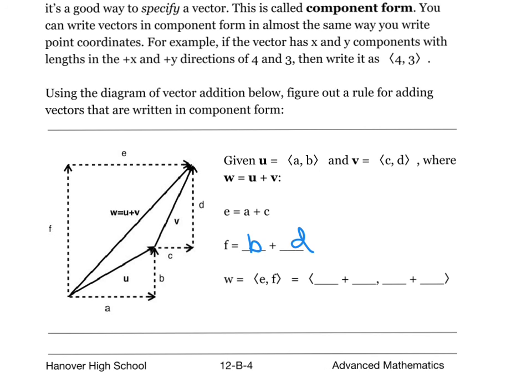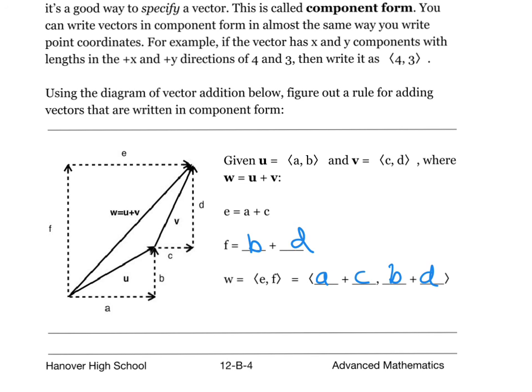Now, if we want to talk about this in component form, vector W, which is components E and F, E is the horizontal or X component, and F is the vertical or Y component. It's in X and Y order. That E component, we've already figured out, is equal to A plus C. And this F component here, we've already figured out is B plus D.